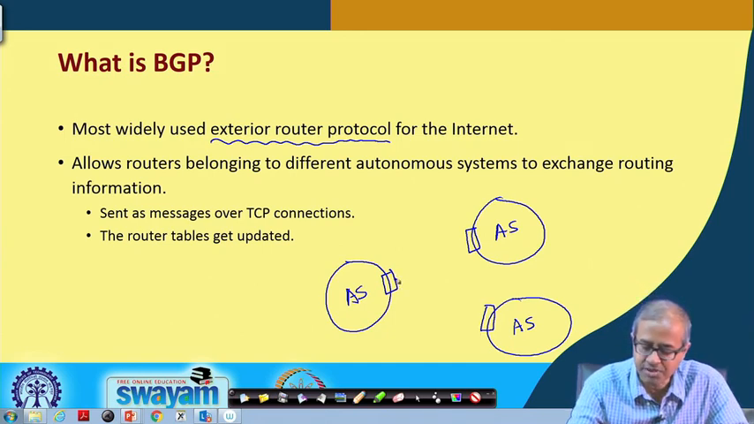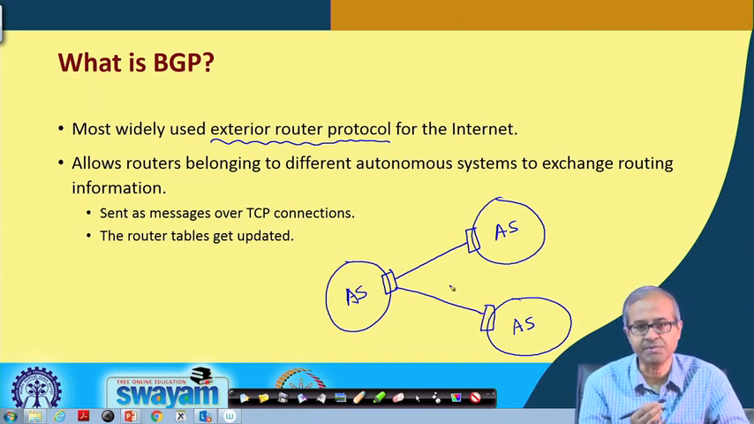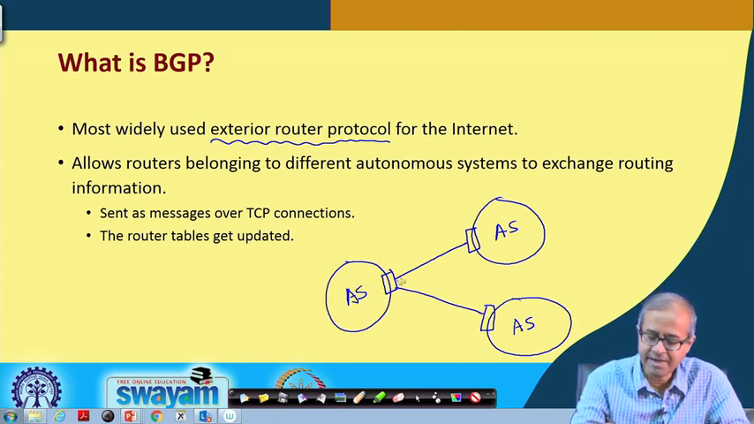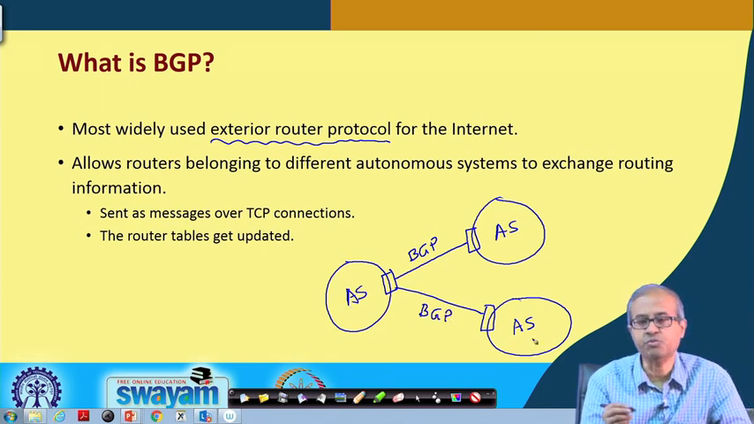These border routers can connect with each other depending on how you want to connect. There can be multiple ways of connection, and it is over these links that connect the border routers that you have this BGP protocol running. So, you will also have BGP here, but inside the autonomous systems we will have some of the interior router protocols running.